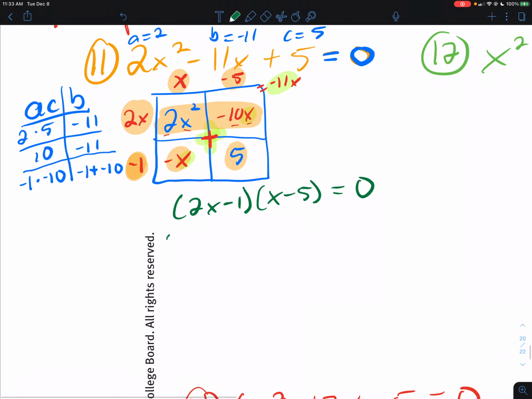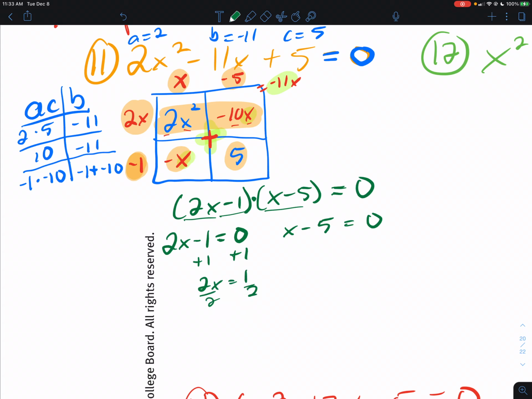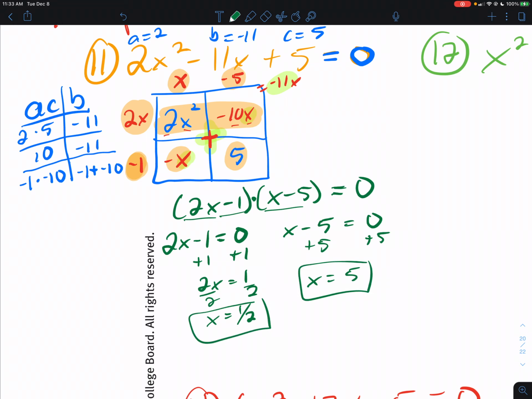And now we can solve these. Write two separate equations using the zero product property. Okay, if you have a product that equals 0, then one of those things that's being multiplied has to equal 0. So I set each one individually equal to 0, and then I solve. 2x equals 1, x equals 1/2. Add 5, x equals 5. So our answers are x equals 1/2 and x equals 5.